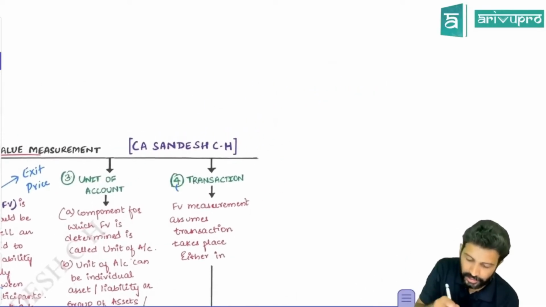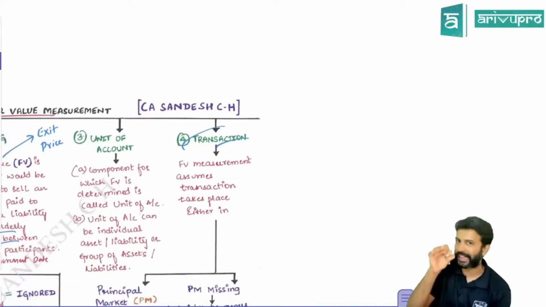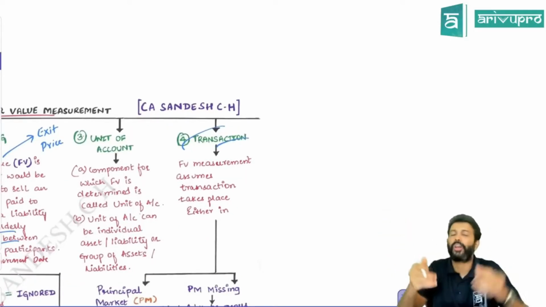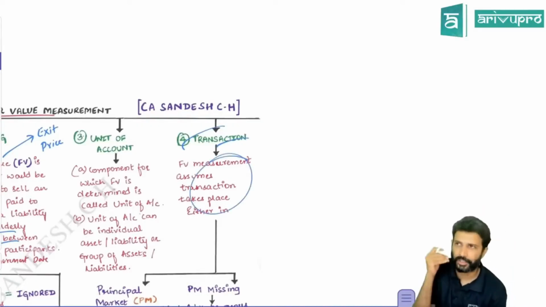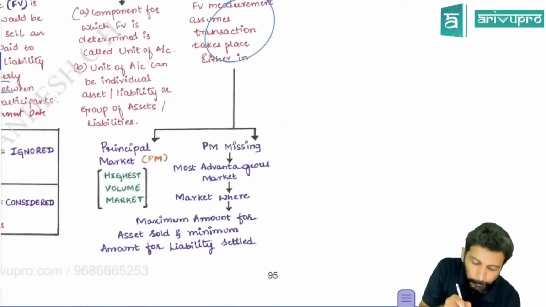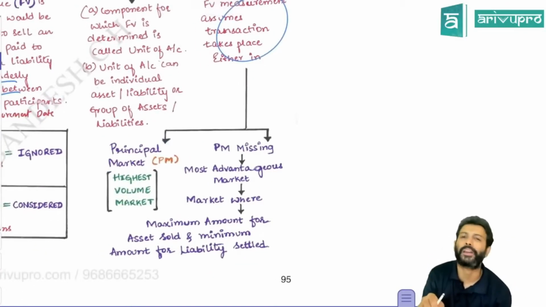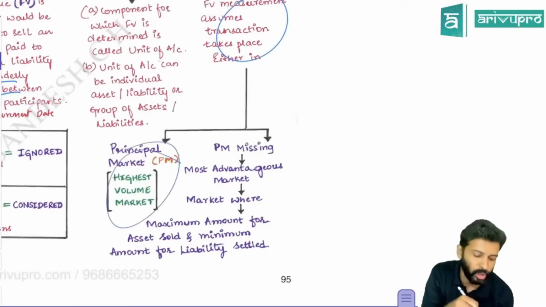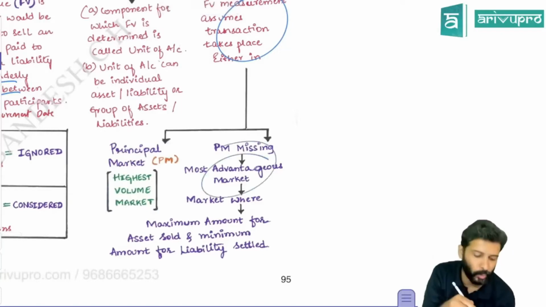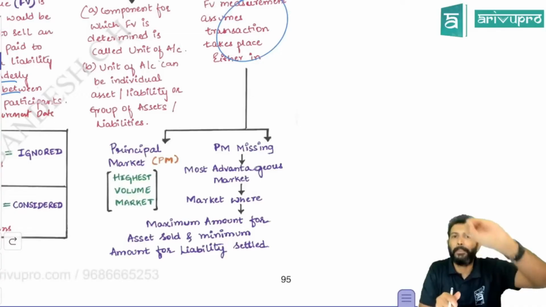Okay. Next is the transaction. When finding out fair value, we always assume that a transaction should happen, that the asset is sold or the liability settled. So we assume that such a sale transaction or settlement transaction will happen in the principal market. What is the principal market? The highest volume market. And if the principal market is missing, then we use the most advantageous market. So we always assume this fair value transaction will happen in the principal market.